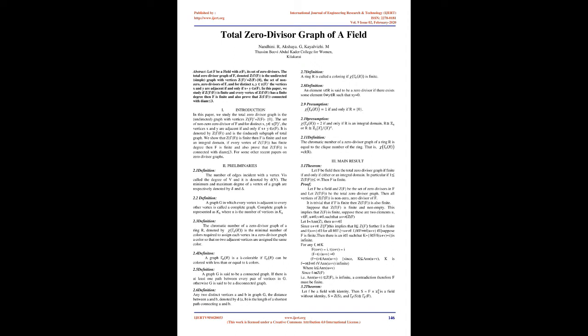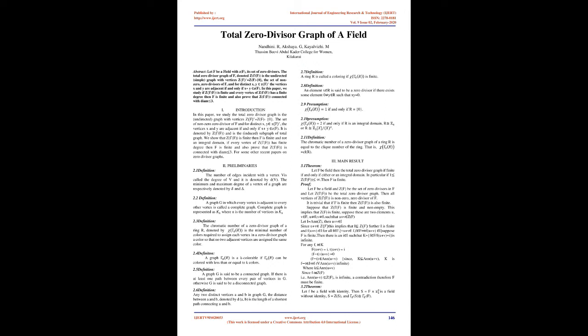2.4 Definition. A graph Γ(R) is k-colorable if it can be colored with less than or equal to k colors. 2.5 Definition. A graph G is said to be a connected graph if there is at least one path between every pair of vertices in G, otherwise G is said to be a disconnected graph. 2.6 Definition. For any two distinct vertices a and b in graph G, the distance between a and b, denoted by d(a, b), is the length of a shortest path. 2.7 Definition. A ring R is called a coloring if χ(Γ(R)) is finite.